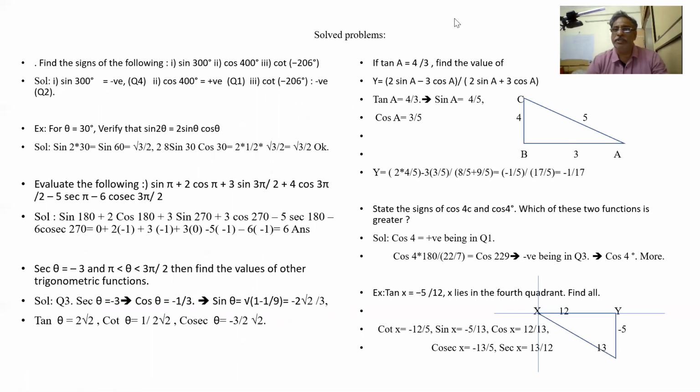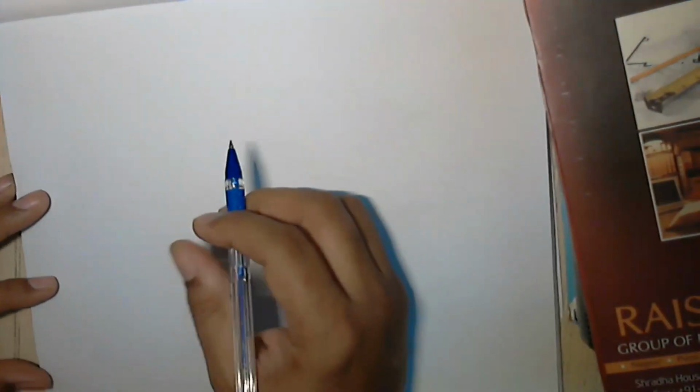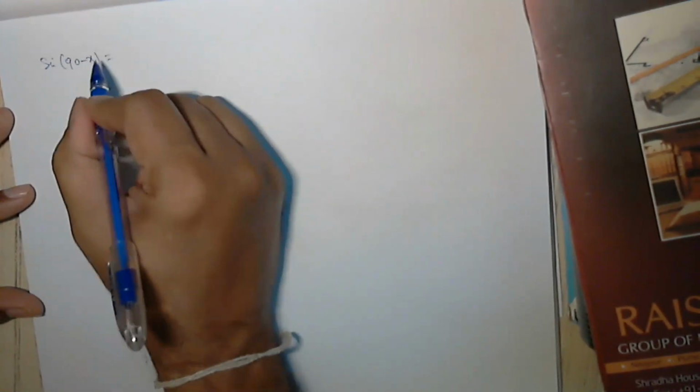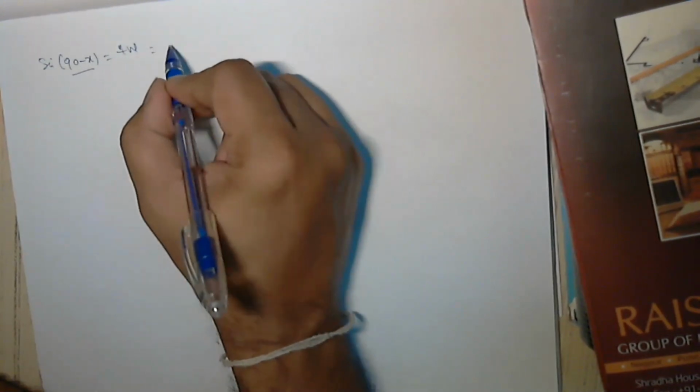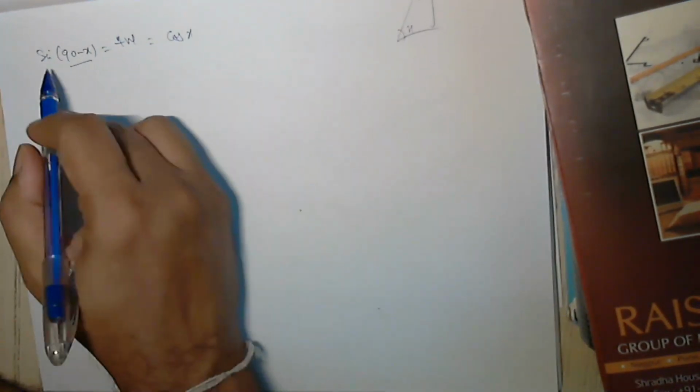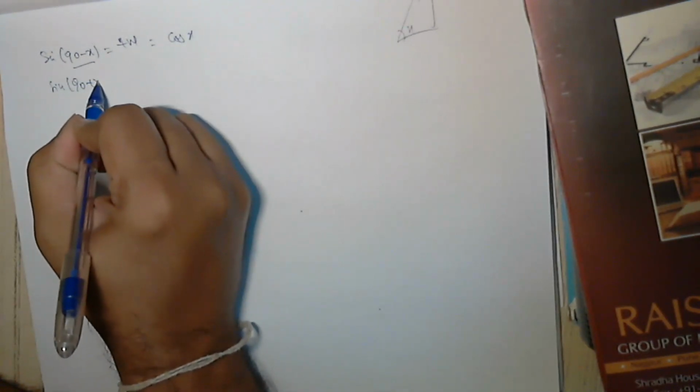So if you see here complementary angles, you see here sine of 90 minus x. It is in the first quadrant, so this is positive. But this is also equal to cos of x because we have seen the triangle. This is 90 minus x, this is x. Got it. So similarly, sine of 90 plus x.